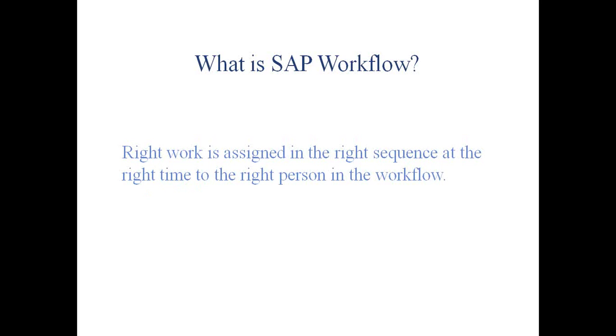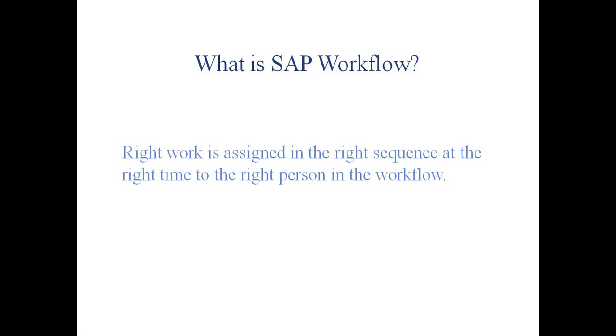Then coming to the right time. Right time means, suppose within 3 days the manager has to approve that particular request and then it should go to the partner. So the 3 days is defined in the system. This pre-planned deadline, this timeline, is actually defined in the system.